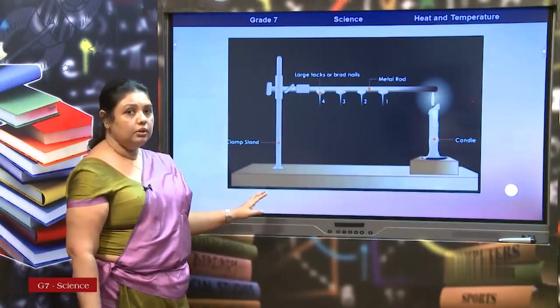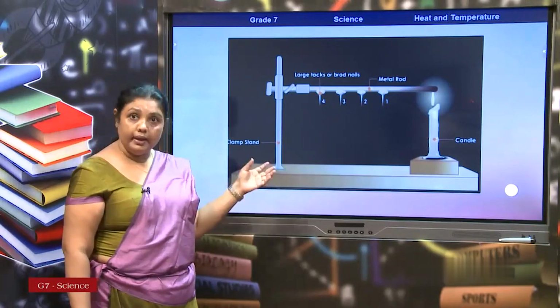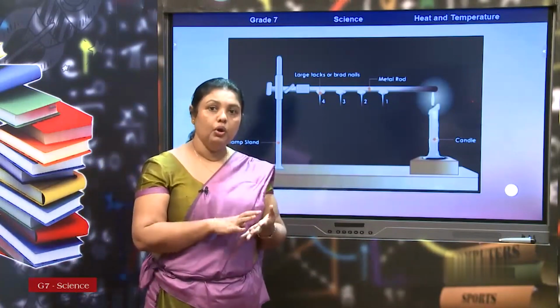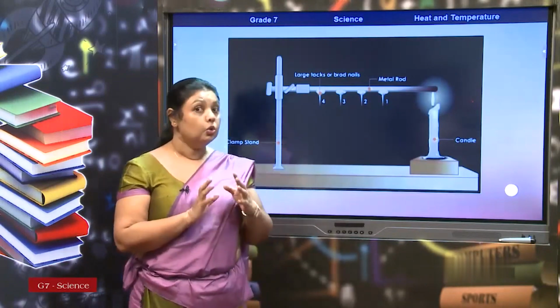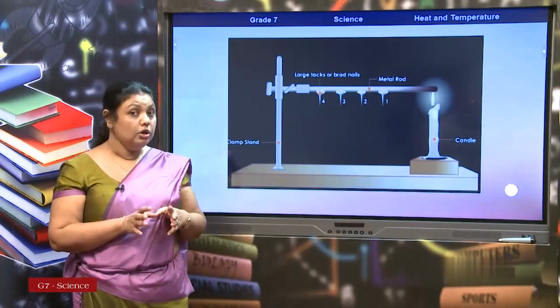Hope you understood this practical. Why are we doing this practical? To show conduction. Conduction means moving energy through conductors or solids.